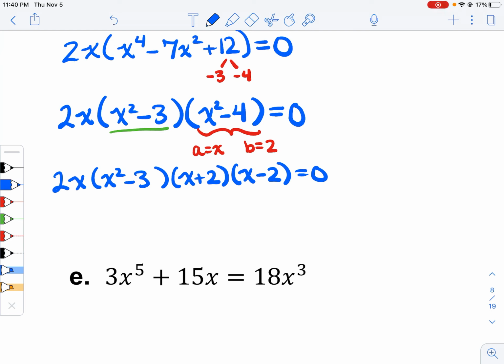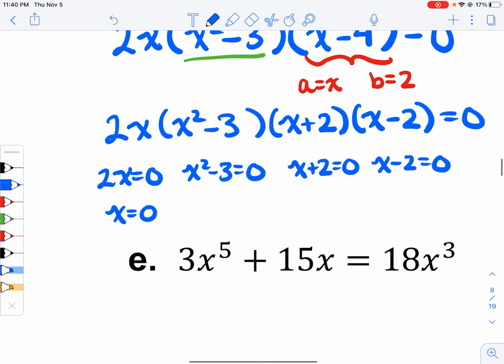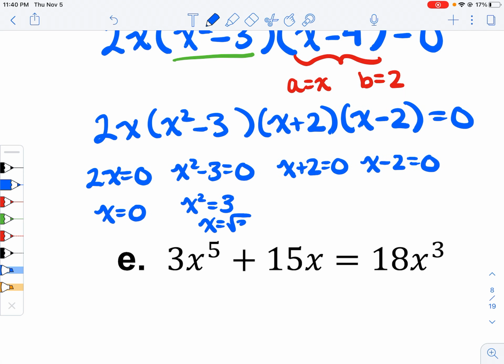So when I set these equal to 0, I would have 2x equals 0, x squared minus 3 equals 0, x plus 2 equals 0, and x minus 2 equals 0. So this one would be x equals 0. This one's a little trickier. We'd add 3 to both sides, so you'd have x squared equals 3. So x equals the square root of 3. Here we'd have x equals negative 2, and here we'd have x equals positive 2.